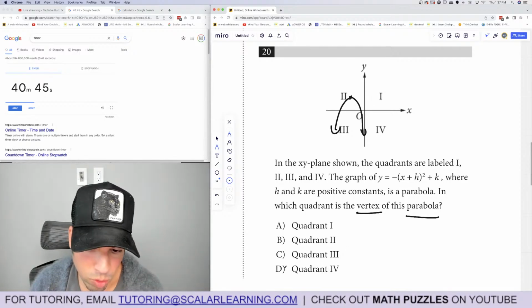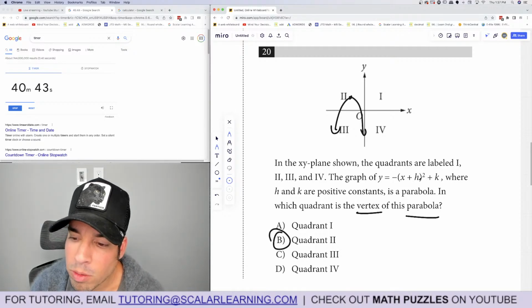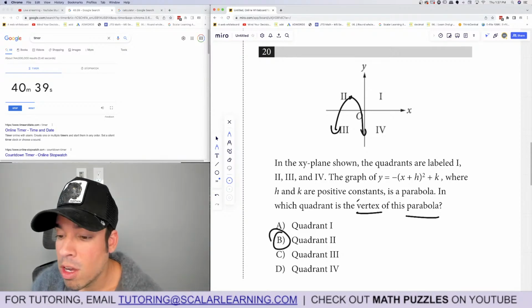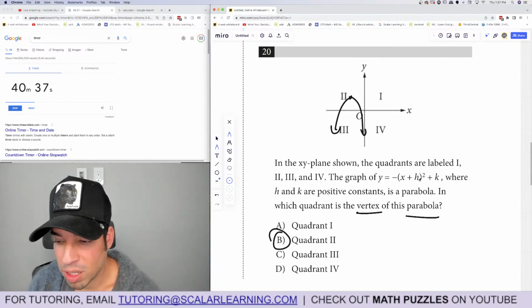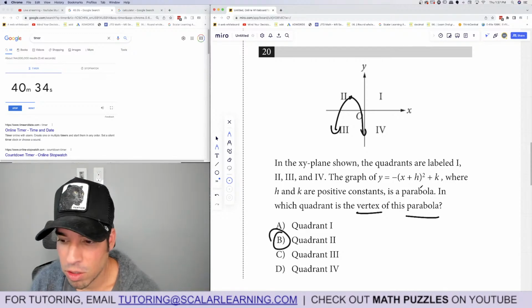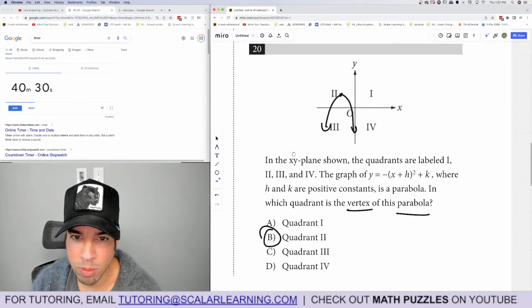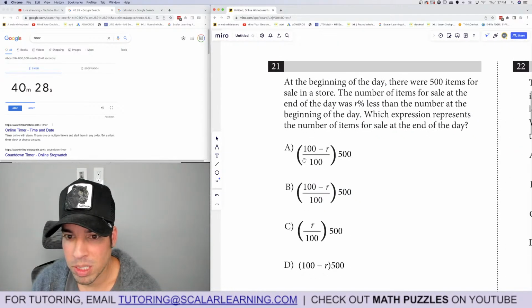And then, the vertex is in quadrant 2. That's all it's asking. Just make sure. I mean, with this graphing calculator, you could actually graph it. You could enter negative x plus 2 plus 7 or something, and you could see. But like I said, if you know the vertex parabola formula, you're good. Choosing numbers will be good, though, there.